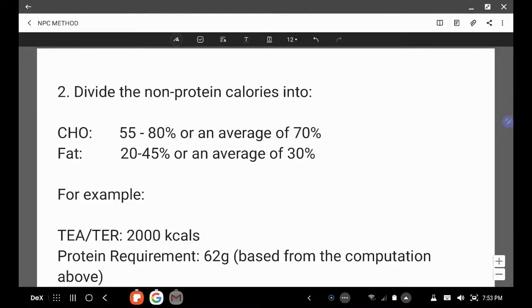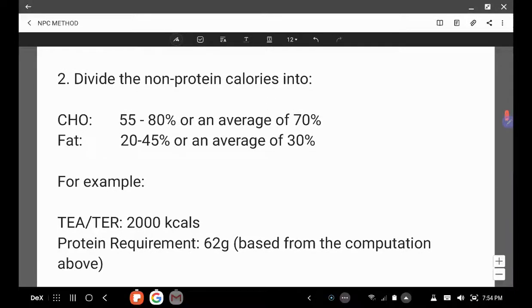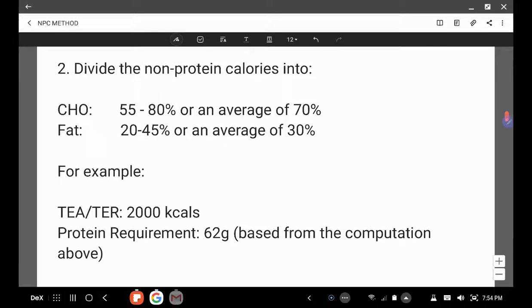If you can remember, once again, the acceptable macronutrient distribution range, our carbohydrates may range from 55 to 80%, and our fat may range from 20 to 45%. On average, for carbohydrates, we may base it to 70%, and for fat, on average it would be 30%. So the 70-30 ratio would be our standard basis for the computation of the non-protein calories. All right, so let's now divide the non-protein calories for carbohydrates and fat. But first, here's the procedure.